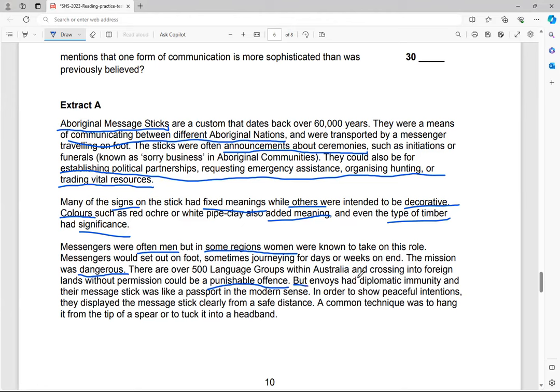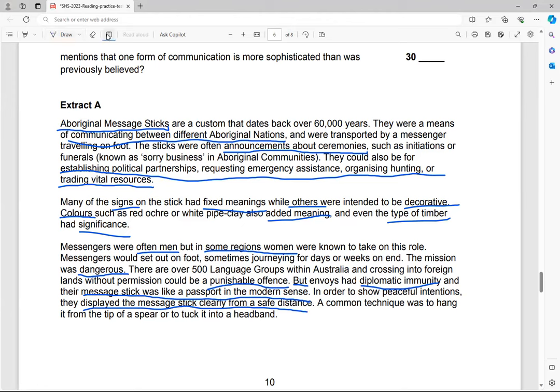But envoys had diplomatic immunity, and their message stick was like a passport in the modern sense. In order to show peaceful intentions, they displayed the message stick clearly from a safe distance. A common technique was to hang it from the tip of a spear or to tuck it into a headband.